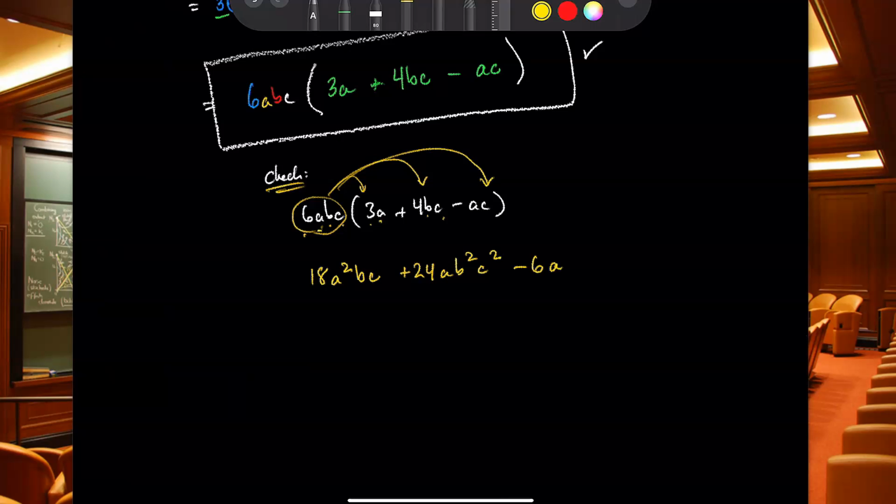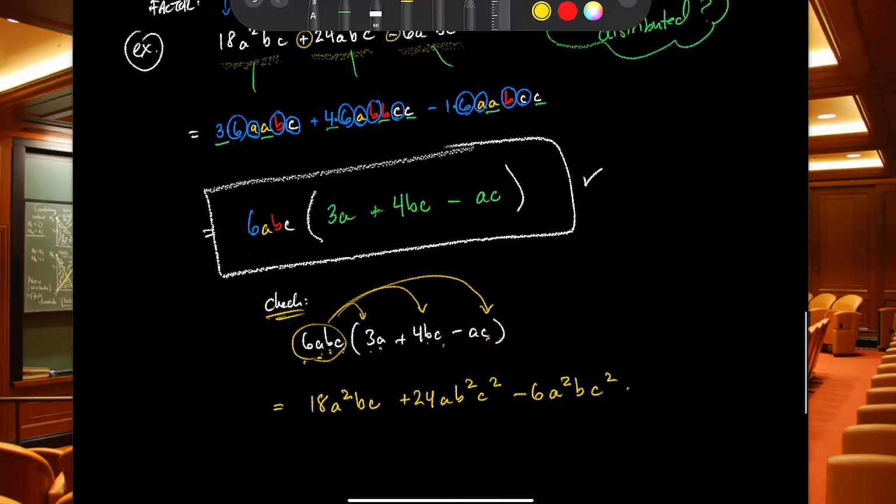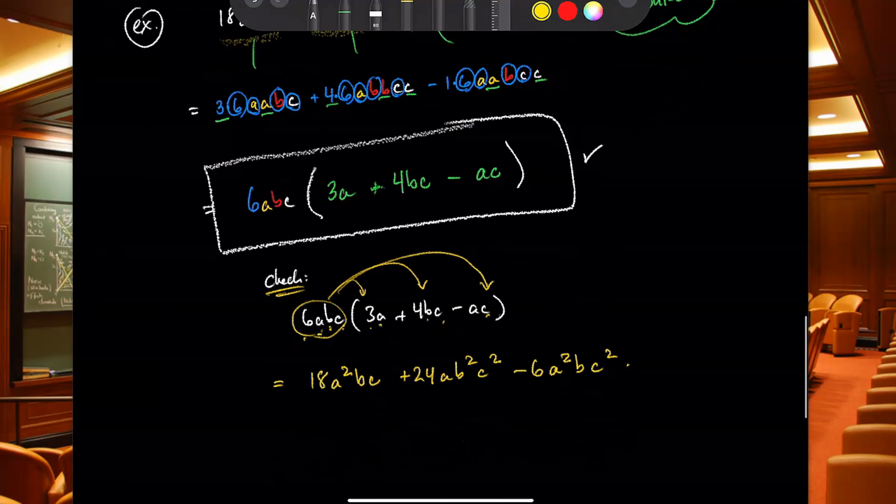A times A gives me A squared. There's no B here, so that's just B. C times C gives me C squared. And we ask, is that what we started with? It sure is. So we're good. Okay, so we know that we did it correctly. We don't have to be uncertain of our result. Since you broke it apart, you know how it should look when you recombine it or reconstitute it.